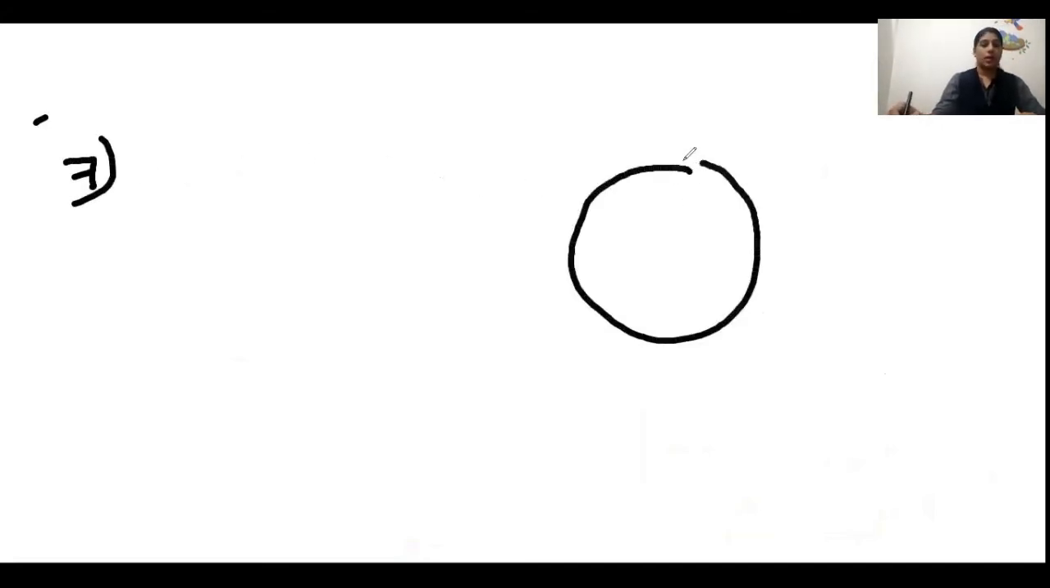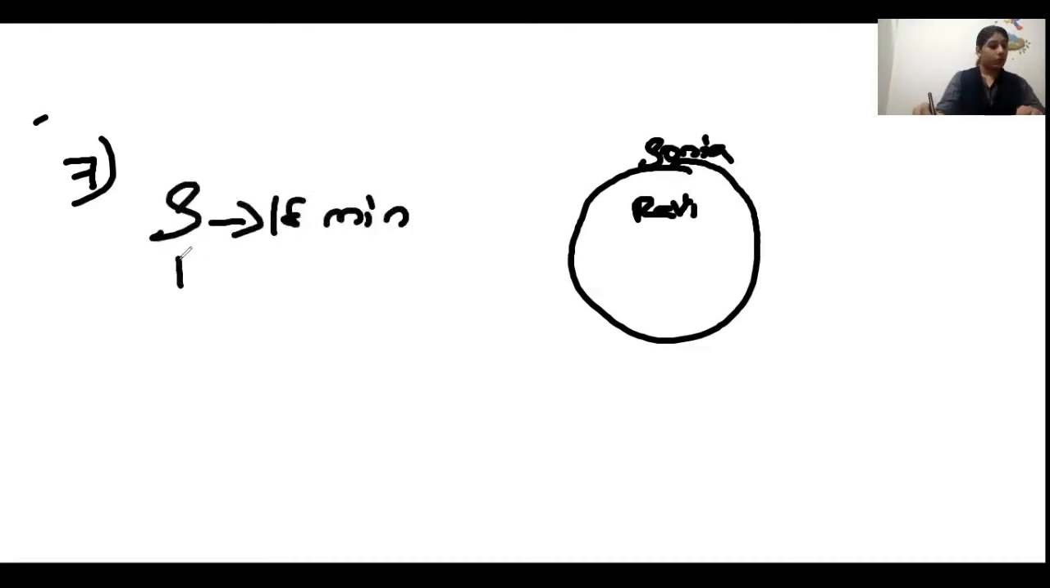Now our last question. There is a circular path around the sports field. Sonia and Ravi both are there. Sonia takes 18 minutes to drive one round. So Sonia will take 18 minutes. Then what about Ravi? Ravi will take 20 minutes for the same.